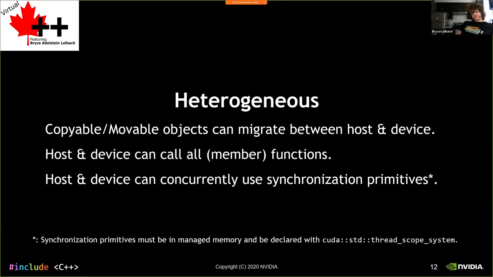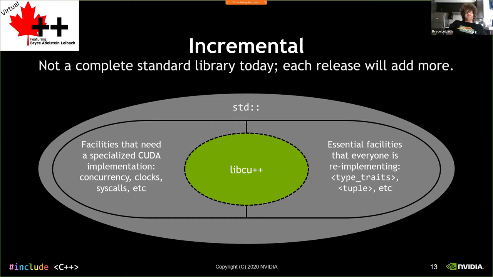All right, so then the next property of this library is that everything is intended to be heterogeneous. So any objects that are copyable or movable can migrate between host and device code. Host and device code can call all member functions. There's no device-only functions. There's no host-only functions. And host and device can concurrently use synchronization primitives like cuda::atomic. There's some caveats there. The synchronization primitives have to be in managed memory and they have to have the system level thread scope.